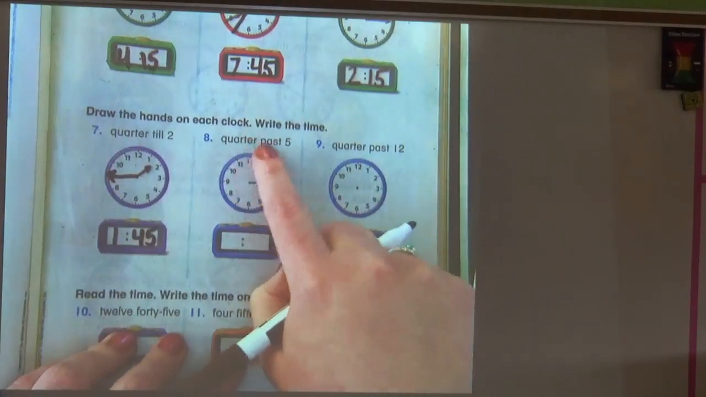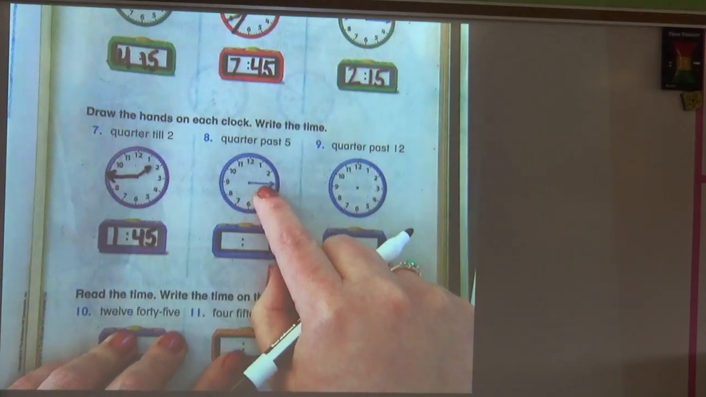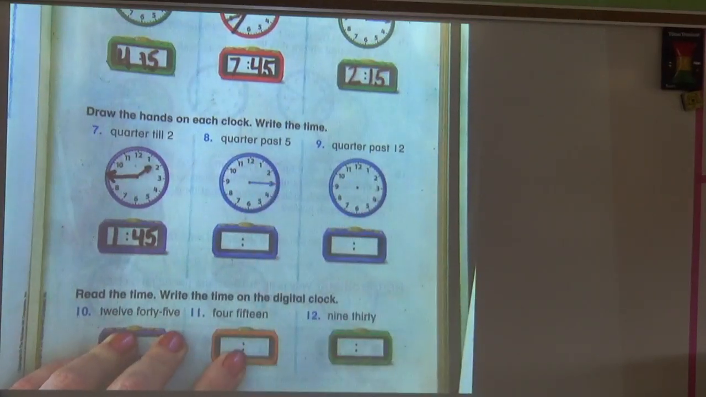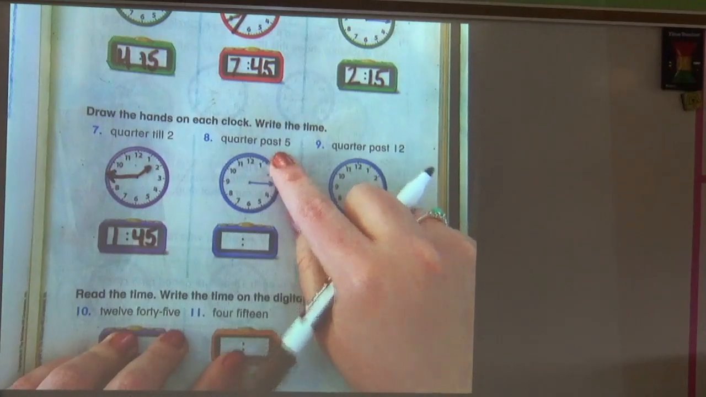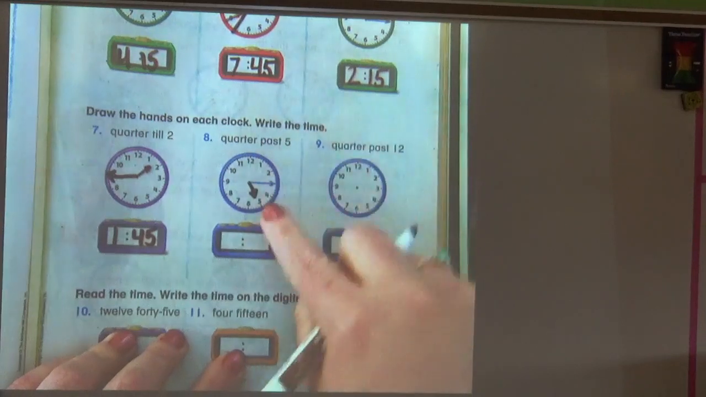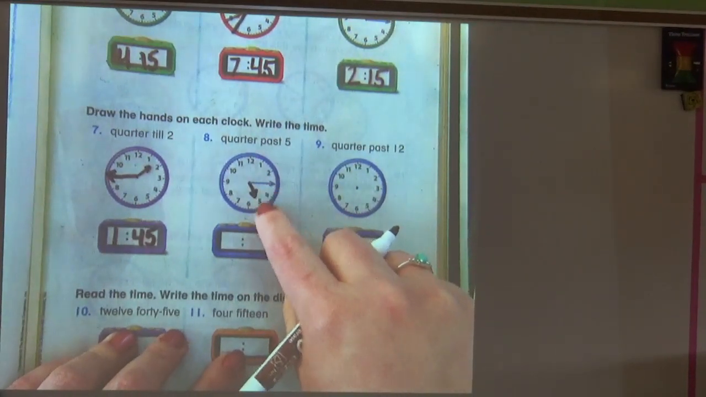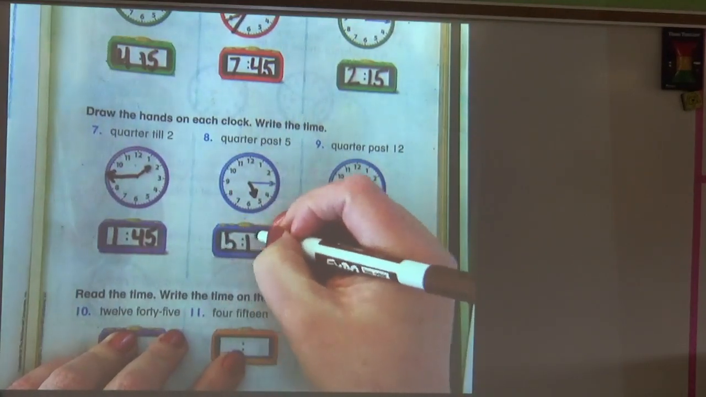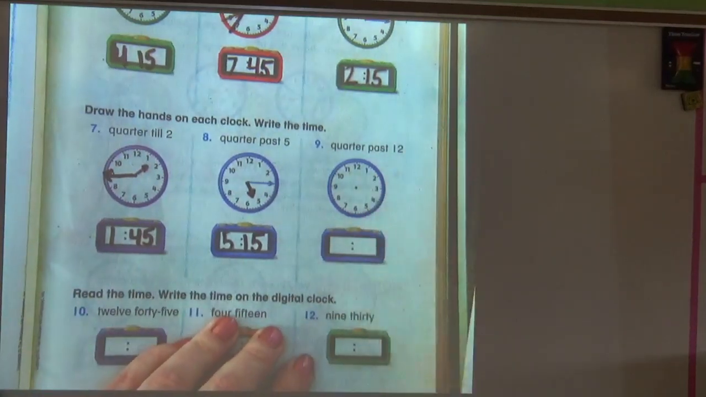Quarter past 5. Now we already have our minute hand showing us 1/4 past. Now we just have to draw that hour hand. And remember, when it's quarter past 5, our hour hand is only going to be a smidgen past 5 o'clock, right? So past the 5. So now this clock is showing quarter past 5 or 5:15. All right, let's do one last one.